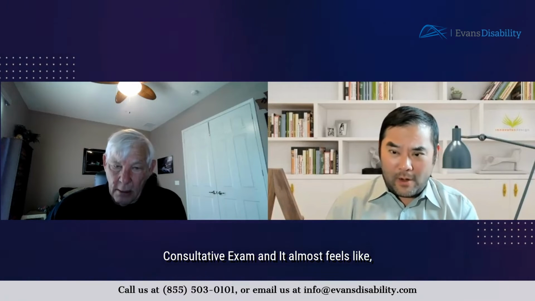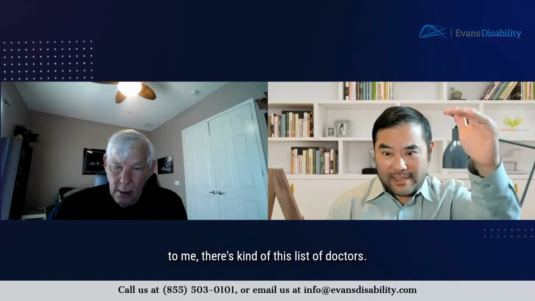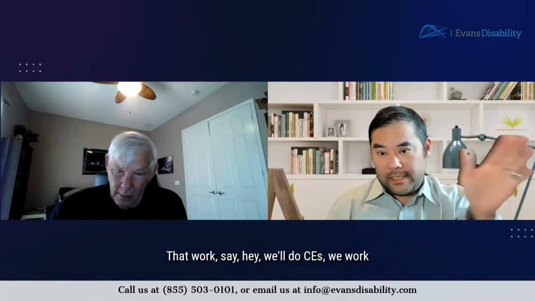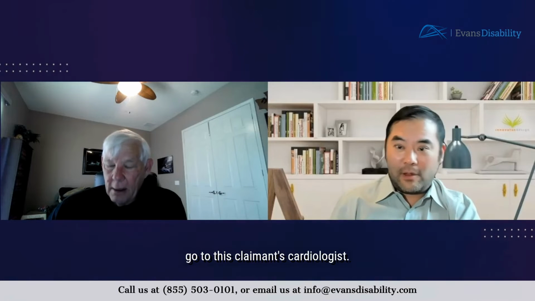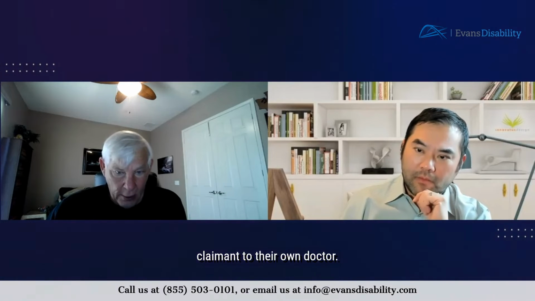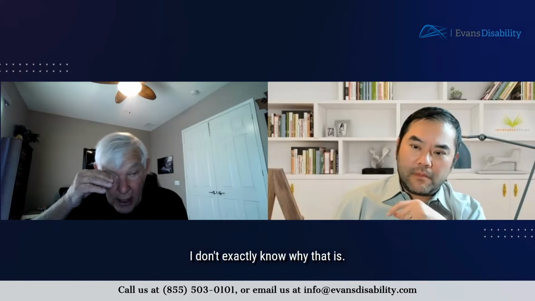It almost feels to me like there's kind of this list of doctors. There are. Yeah. That say, hey, we'll do CEs. We work with Social Security, and I'm a cardiologist. Just send them to me. Versus taking the time to say, hey, go to this claimant's cardiologist. It's just easy to checklist. It's pretty rare to send a claimant to their own doctor. It's very rare. I don't exactly know why that is.